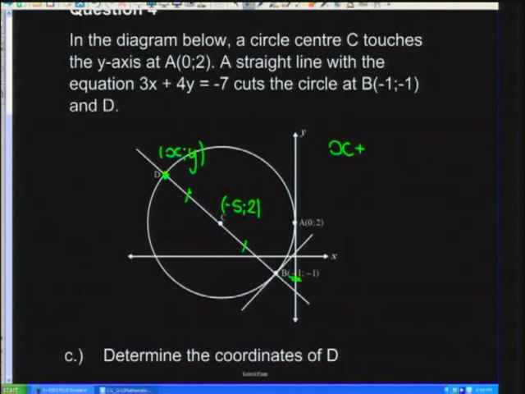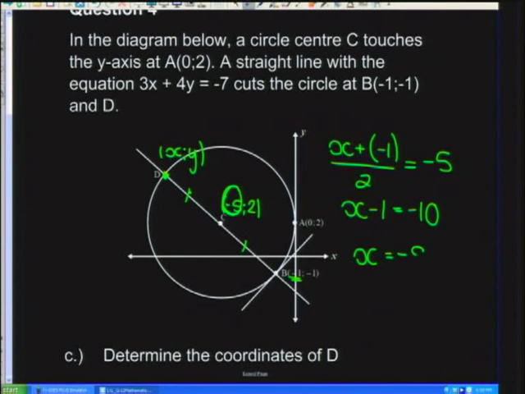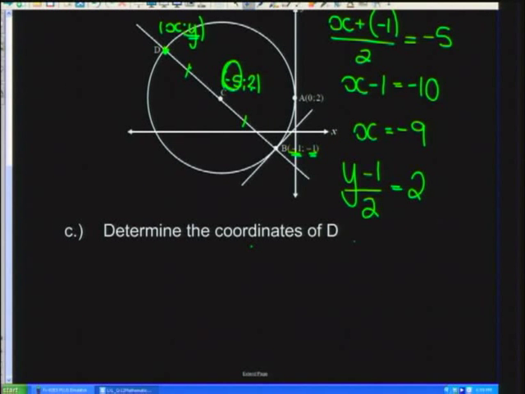all right? To calculate the x coordinate, we're going to take x plus -1 divided by 2, and that's equal to the x midpoint, which is -5. Okay? So therefore, x minus 1 is equal to -10. So x is going to land up equaling -9. All right? And if we do it to the y coordinates, I'm going to say that y minus 1 over 2, that's going to be equal to now 2. And let's just simplify. Y minus 1 equals 4. So therefore, y is equal to 5.